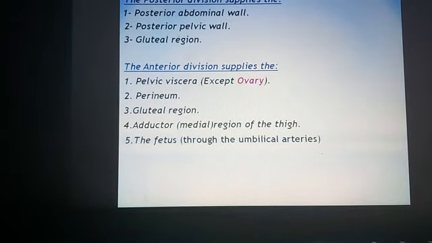The posterior division supplies the posterior abdominal wall, posterior pelvic wall, and gluteal region. Coming to the anterior division, it supplies the pelvic viscera, perineum, gluteal region, adductor region of the thigh, and the fetus through the umbilical arteries.